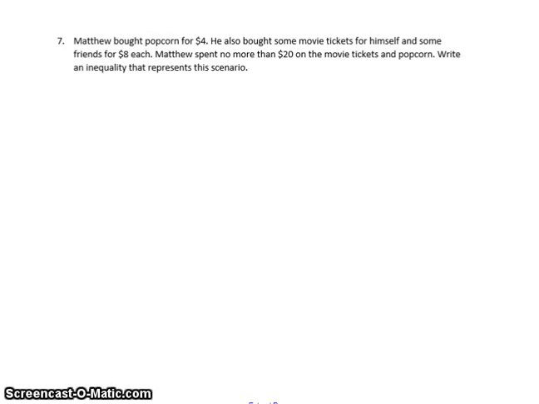Number 7, Matthew bought a popcorn for $4. He also bought some movie tickets for himself and some friends for $8 each. Matthew spent no more than $20 on the movie tickets and popcorn. Write an inequality that represents this scenario. So let's first highlight our important information. He bought popcorn for $4. He also bought some movie tickets, and he bought some friends, but we don't know how many friends, but the movie tickets cost $8 each. And then he wants to spend no more than $20. So that's all the important information that we have.